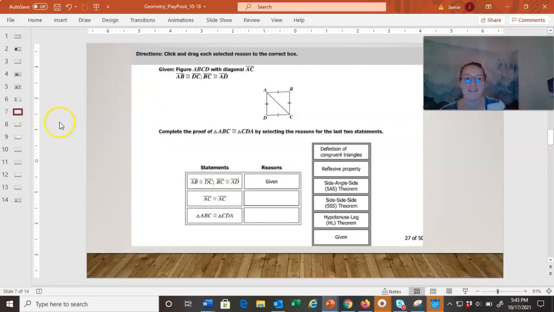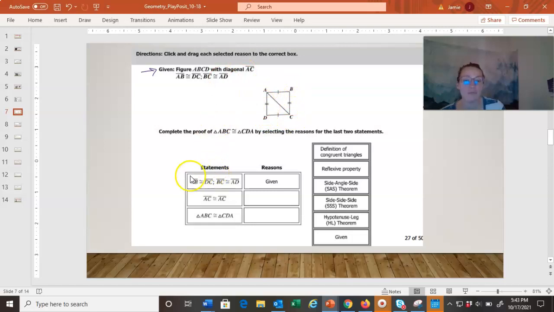Okay, here, let's try this one. It says click and drag each selected reason to the correct box. So they give us some information. The given information is always really good because it's going to help us solve the problem. It tells us that there's a diagonal and AB is congruent to DC. So those are marked. That's great. And BC is congruent to AD. And those are marked. Perfect.